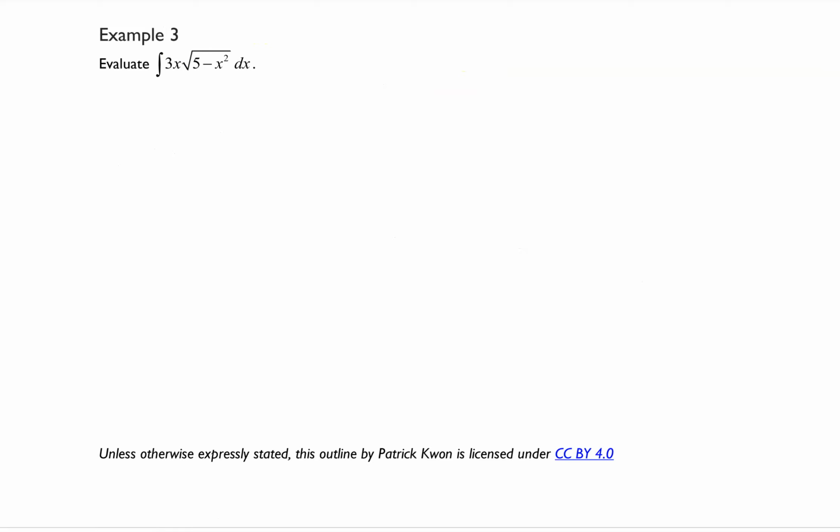Example 3 says evaluate the integral of 3x times the square root of 5 minus x squared. Again, it takes some practice, but I've been doing this for a long time, so I know that I want to make my u value equal to the thing under the square root, 5 minus x squared. The reason I know that is because when I take the derivative and find du, my derivative ends up being negative 2x dx. Although there isn't a negative 2x, there is an x here and a dx here, so I can simplify that.